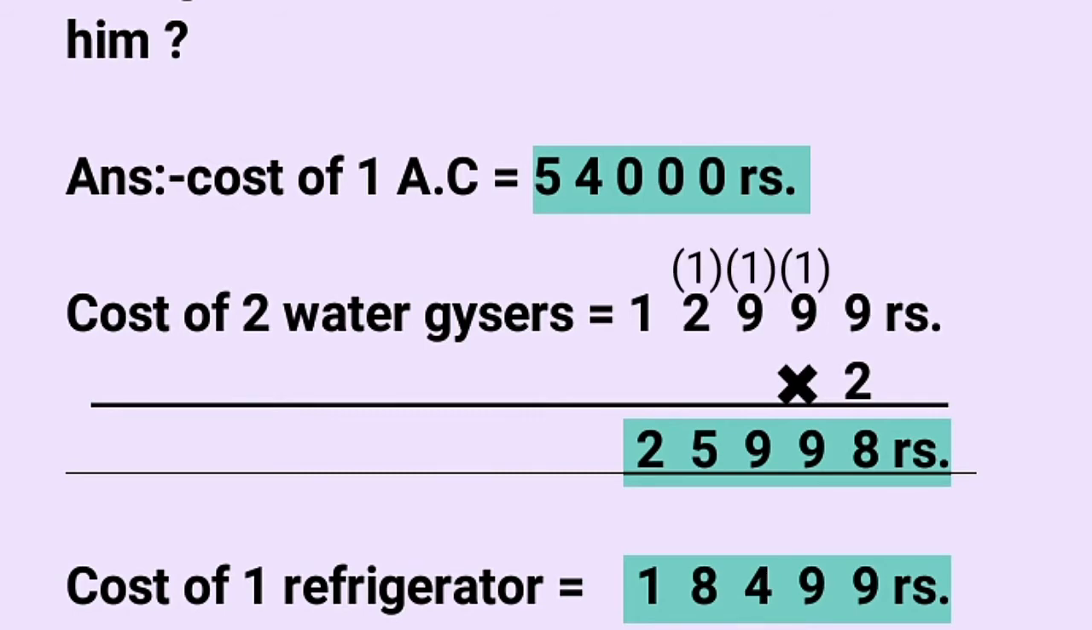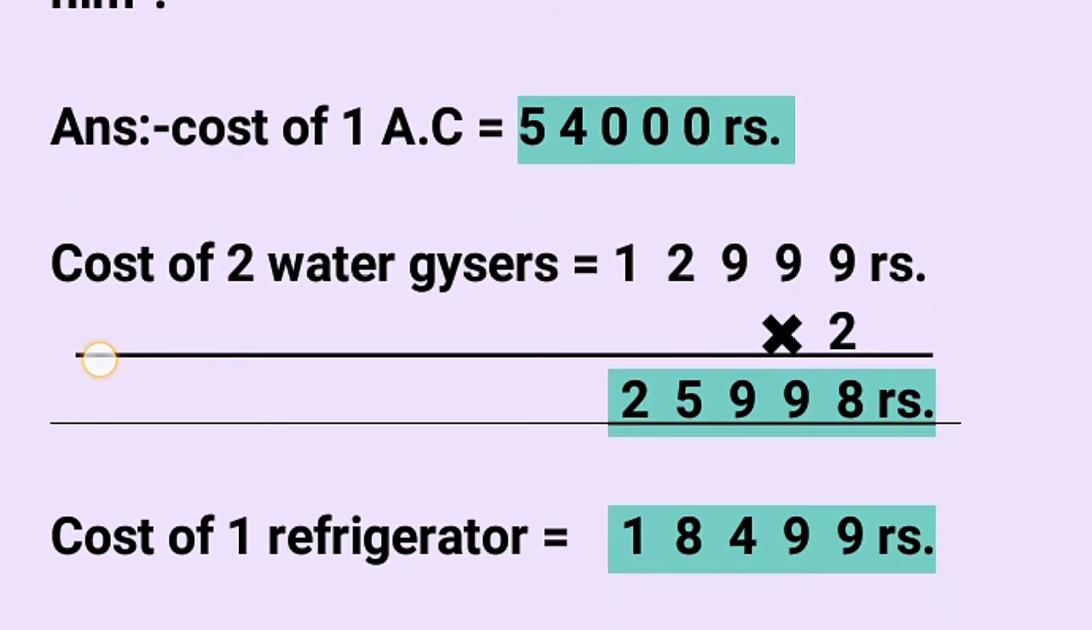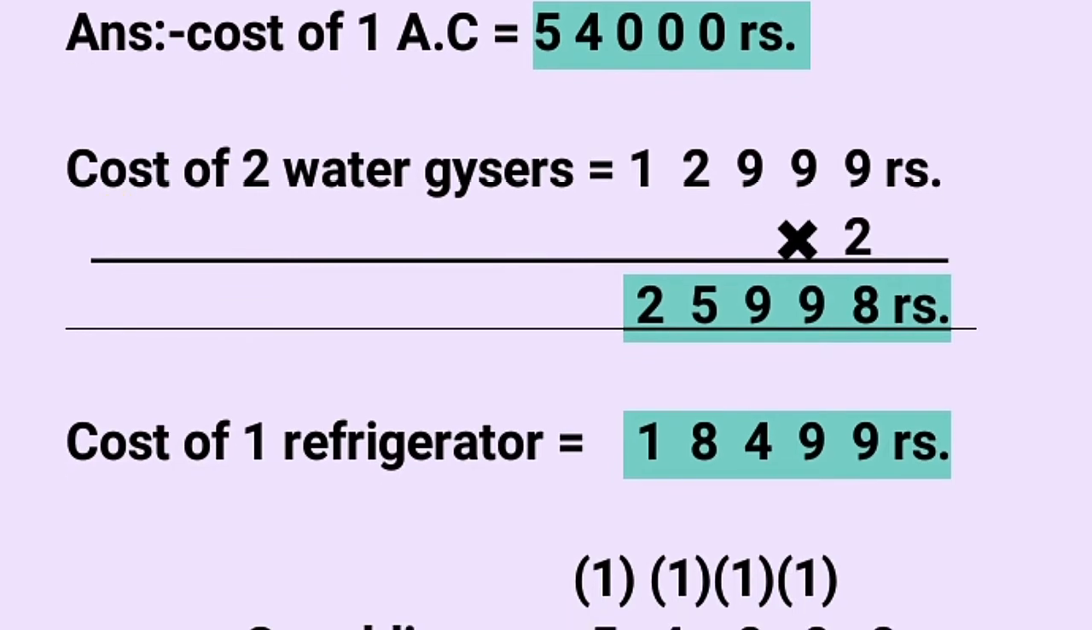2 into 9 is 18, 1 carry. 2 into 9 is 18 plus 1 is 19, 1 carry. 2 into 9 is 18 plus 1 is 19, 1 carry. 2 into 2 is 4 plus 1, 5. 2 into 1 is 2. So 25,998 rupees. And the cost of one refrigerator is equal to 18,499 rupees. Now these three highlighted numbers will be added, right?